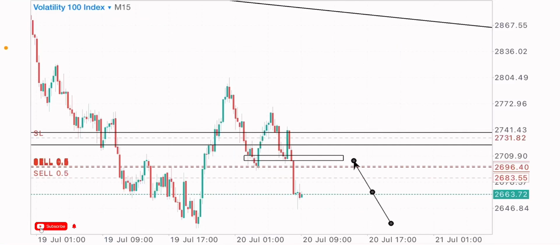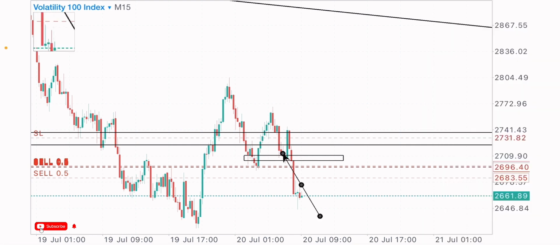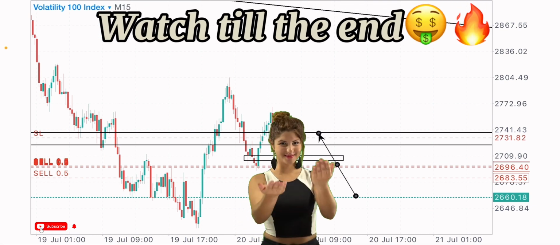I took a trade on V100 index and it's moving nicely well. So how I was able to take this trade, how I was able to see this sell opportunity, we'll be looking into all of that in today's video. Stay to the end of the video to get every detail on this analysis.